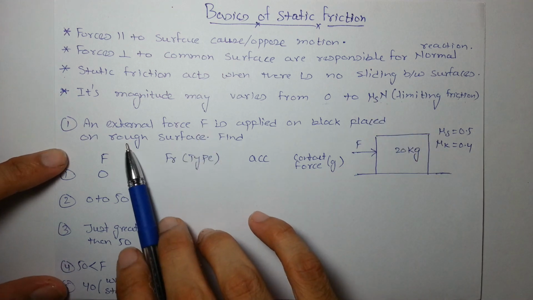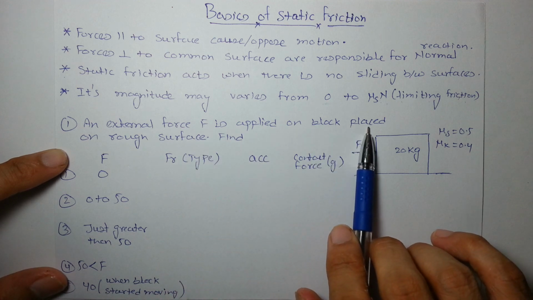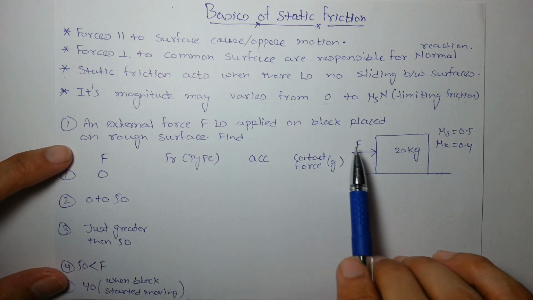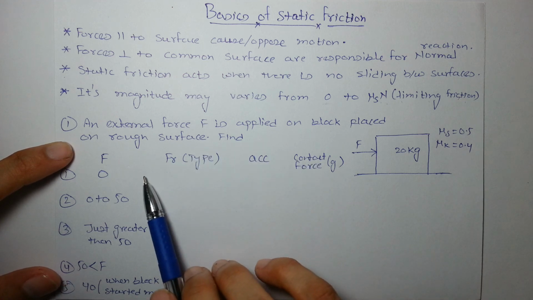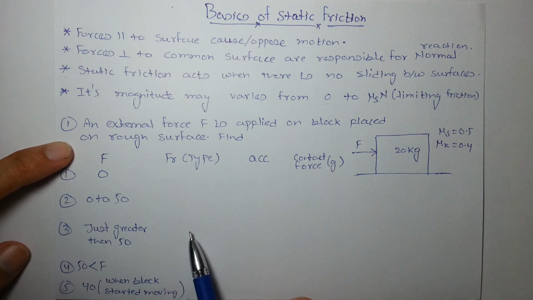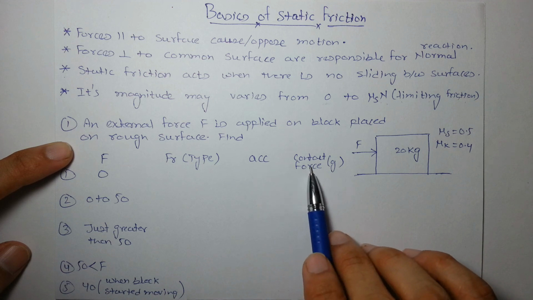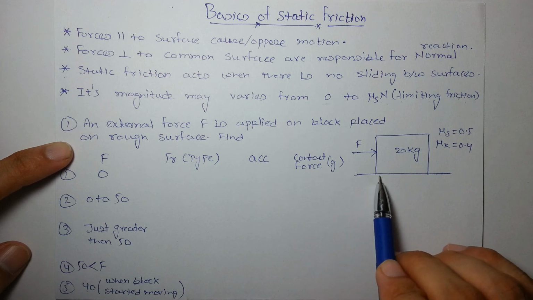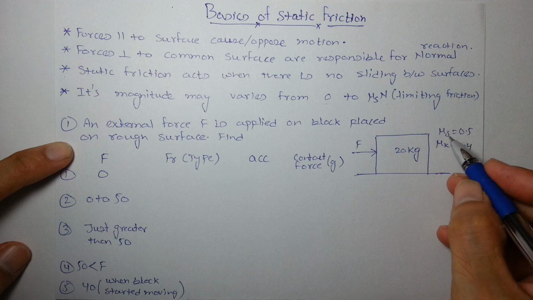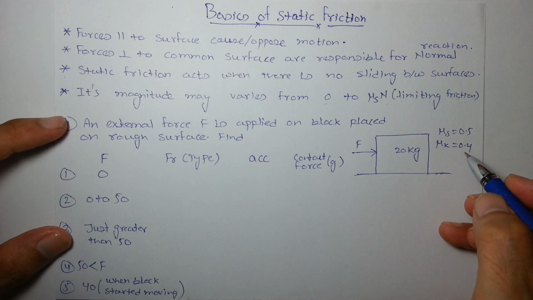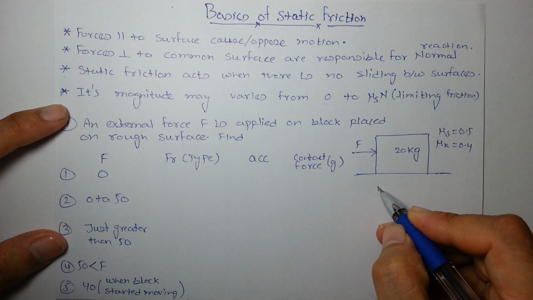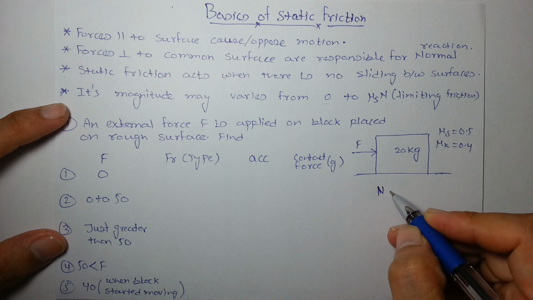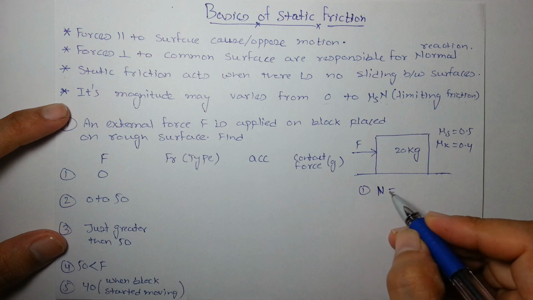Okay, an external force F is applied on the block. Let's start with the first question. On the rough block, you have to find friction and its type, acceleration of the block, and contact force from the ground. Okay, mu s and mu k are given to us. So first of all, get the normal reaction. The first thing in all the friction questions you should do is get the normal reaction.